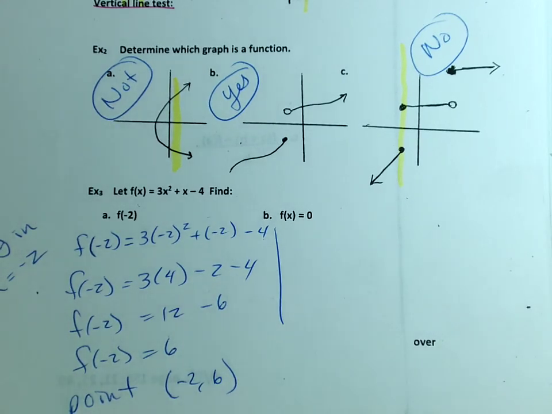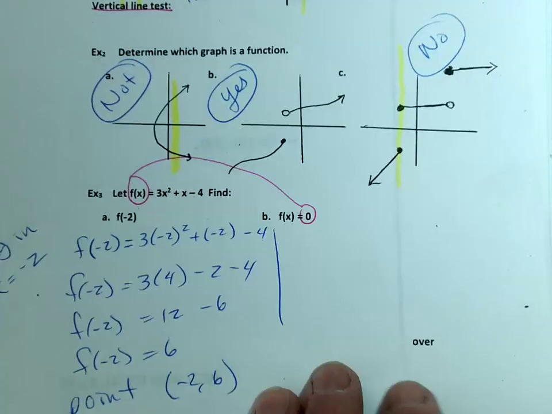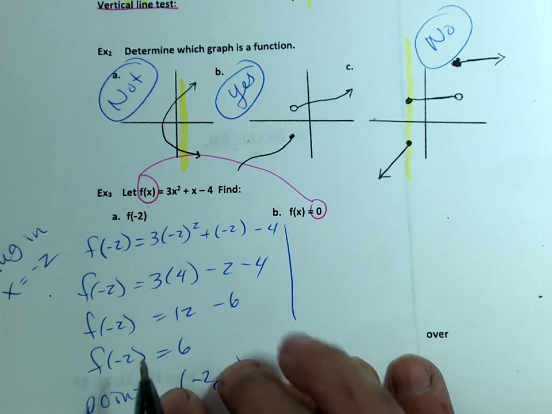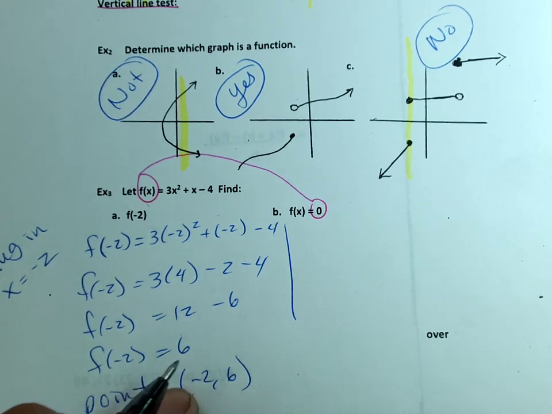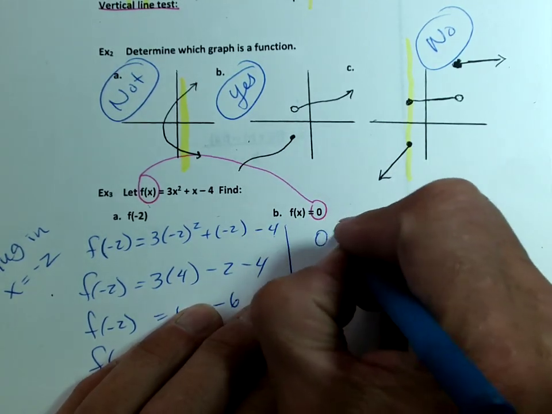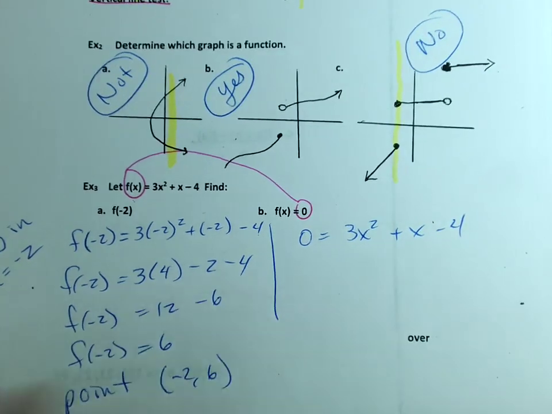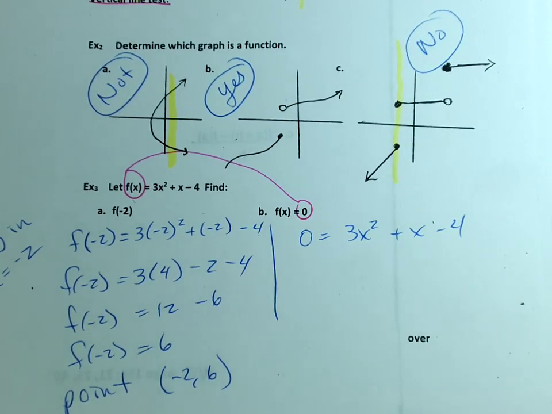Now, B can be a trick question. Be careful. What does it say? So I'm going to put the 0, let me go ahead and show you. I'm going to put the 0 there. F of x is 0. So don't write f of x, write 0. Okay? So we're going to go 0 equals 3x squared plus x minus 4. Now solve for x. Wow. Okay, Evan, you might have to help me out. We'll see if anybody knows how to do this, okay? How are we going to solve for x?